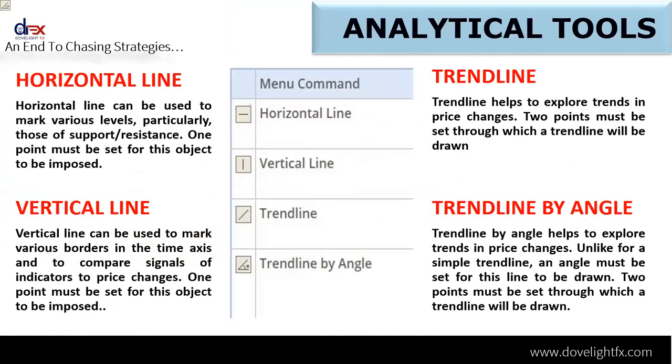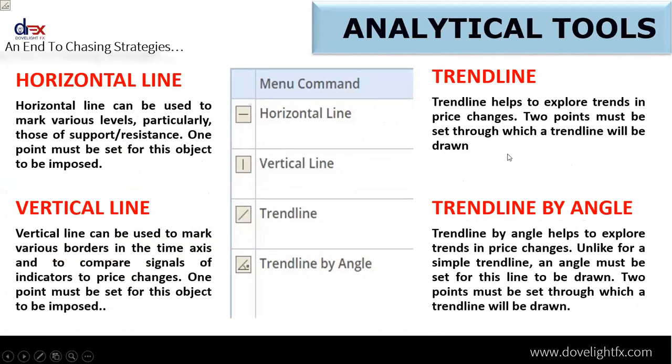So we also have the horizontal line. The horizontal line can be used to mark various levels, particularly those of support and resistance. This is what we are calling horizontal lines. We have trend lines. Trend lines help you to explore the trend and price changes.